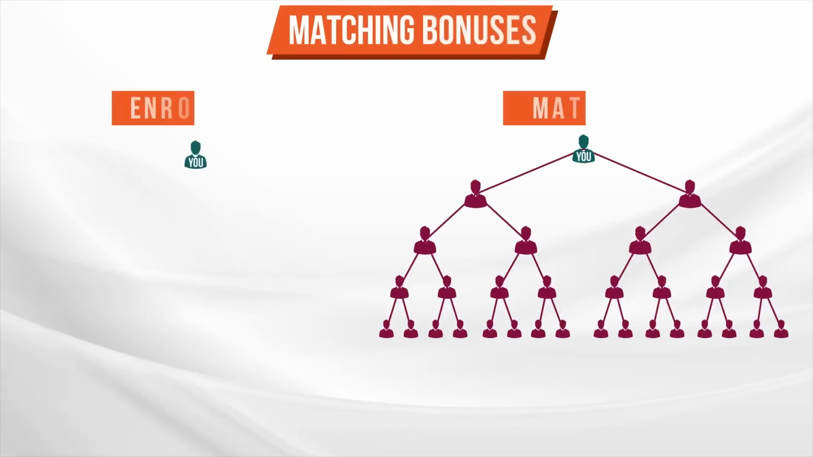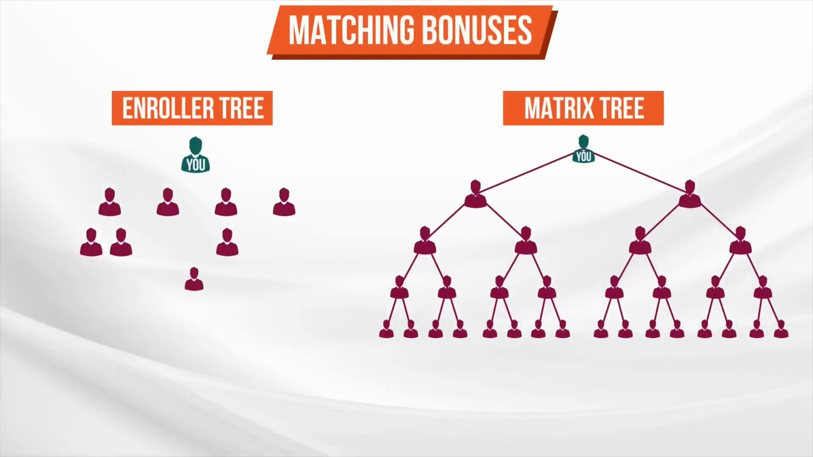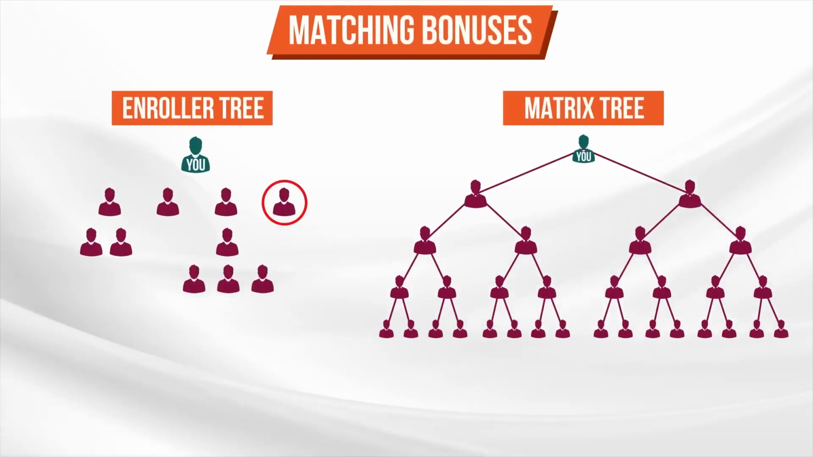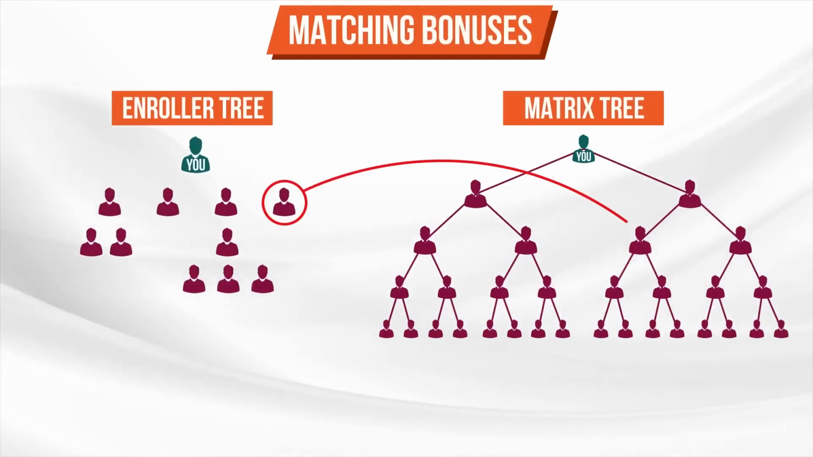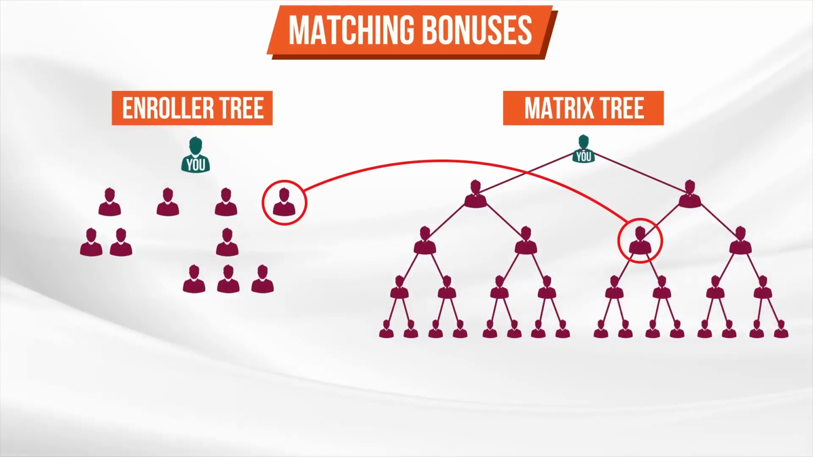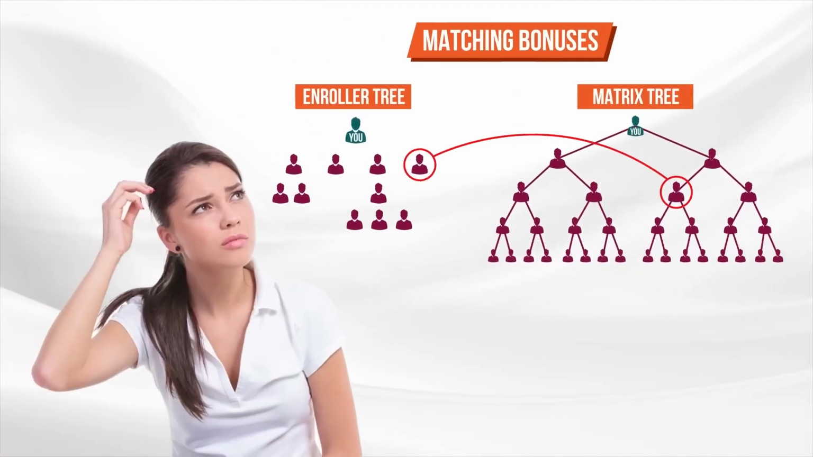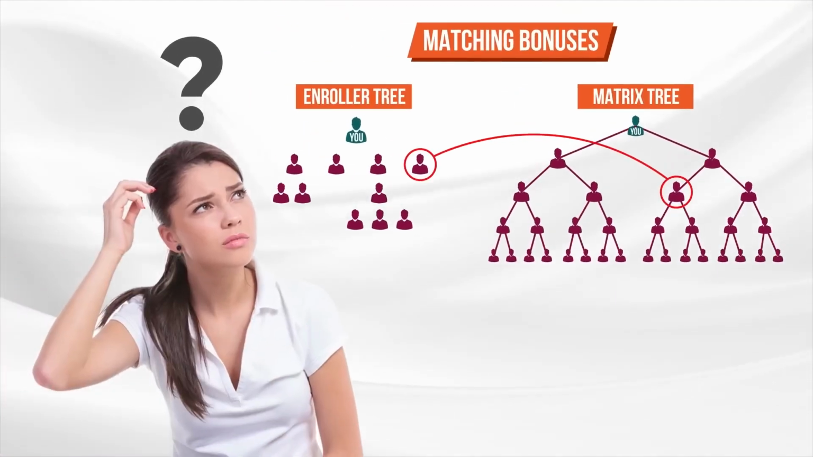Matching bonuses are calculated by where people fall in your enroller tree, but they're paid on where people fall in your matrix. And I know that may have sounded confusing. I promise it'll make sense in a minute.